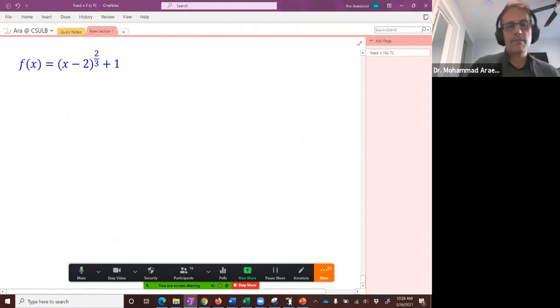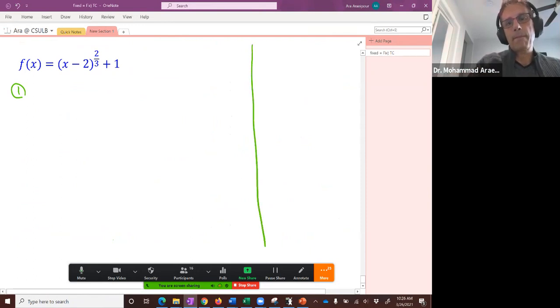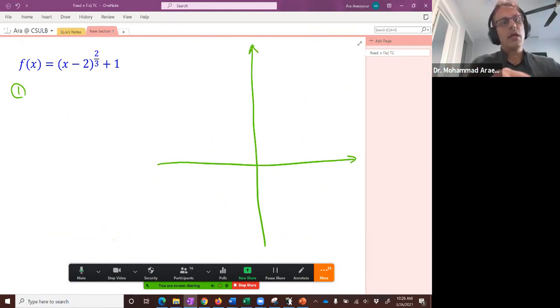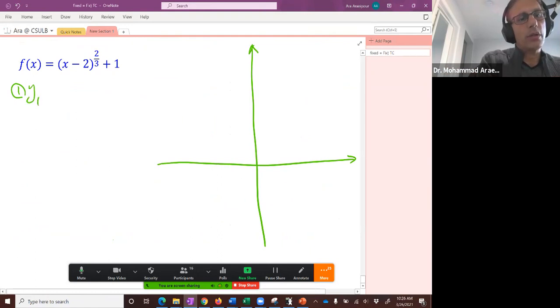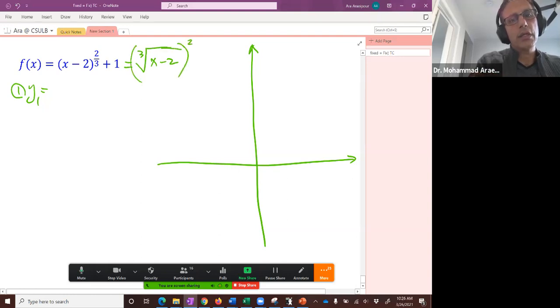We want to go over this function using precalculus. So let's see if we can try to graph this. It may not be to scale. I'm going to start with y sub 1 equals. And before I do that, let me rewrite this for you so you see what you're dealing with. You're dealing with the cube root of (x minus 2) squared plus 1. So y sub 1 is the cube root of x to begin with.